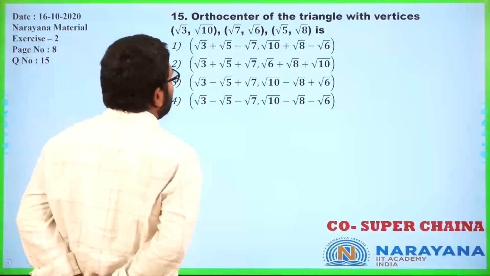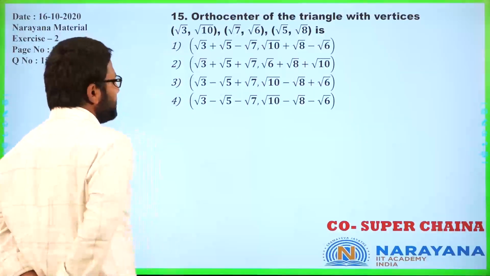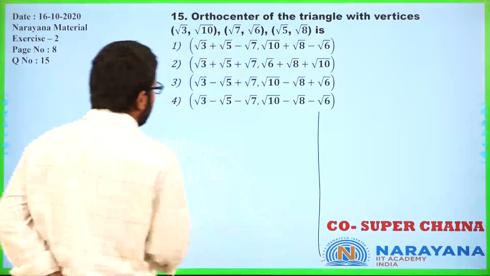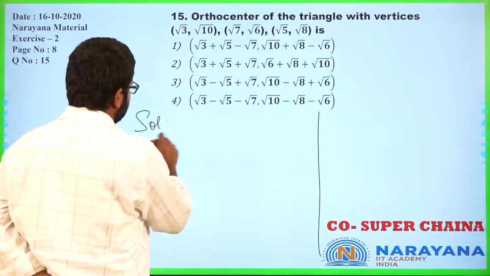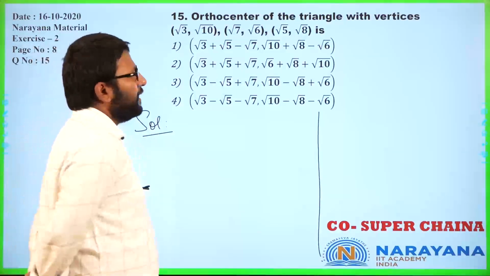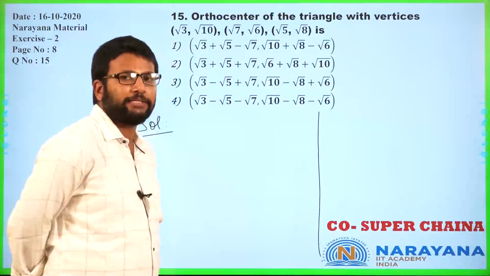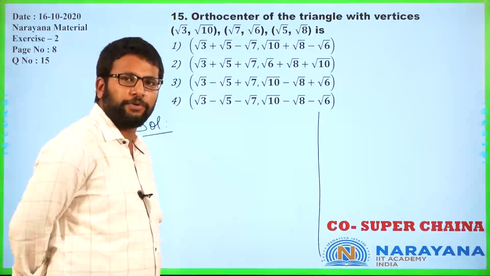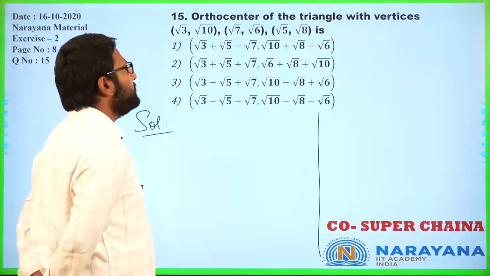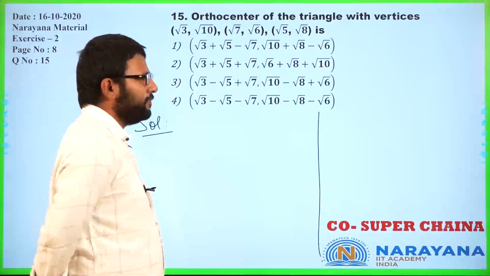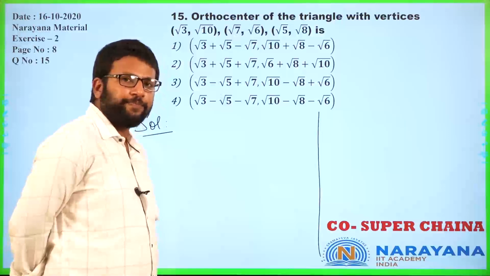The orthocenter of a triangle with vertices... Very straightforward question. Vertices are given, we need to find the orthocenter. Do we have a formula for orthocenter? Like I said, there is a formula, but we are not going to use that. So what else can we do? Where else does orthocenter appear?